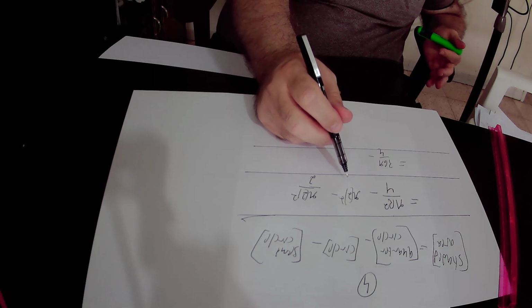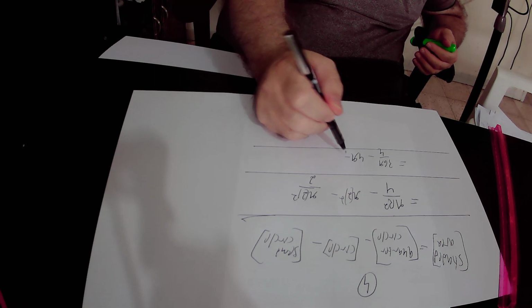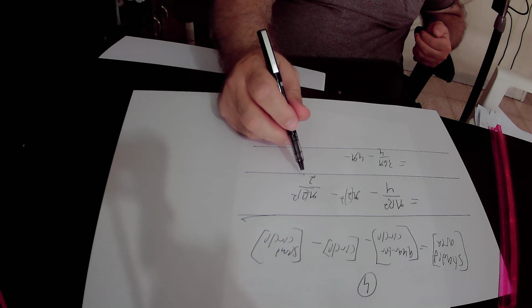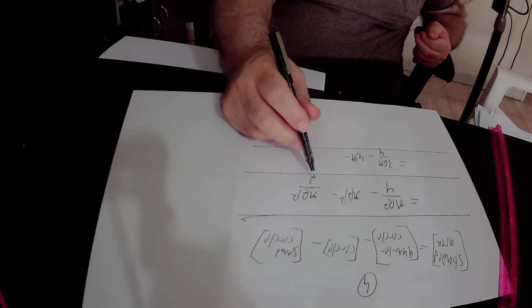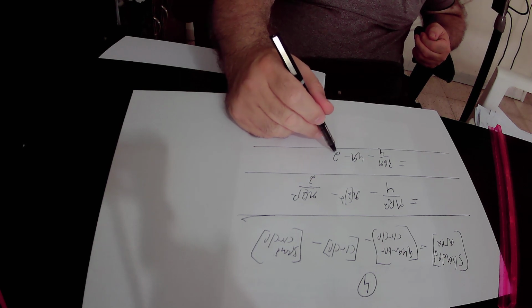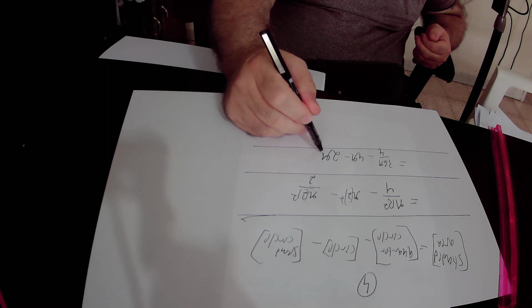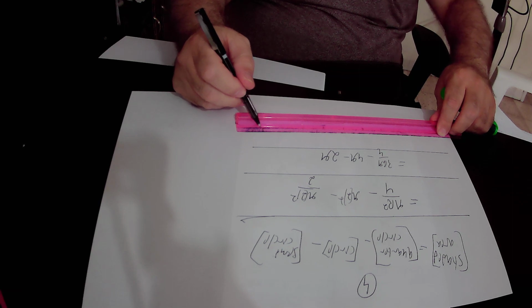2 squared is 4, and 4 times pi is 4 pi. 4 pi is the area of the circle, minus pi 2 squared over 2. 2 squared is 4. 4 times pi is 4 pi, and 4 pi over 2 is 2 pi. So the area of the semicircle equals 2 pi. And here 36 over 4 is 9.